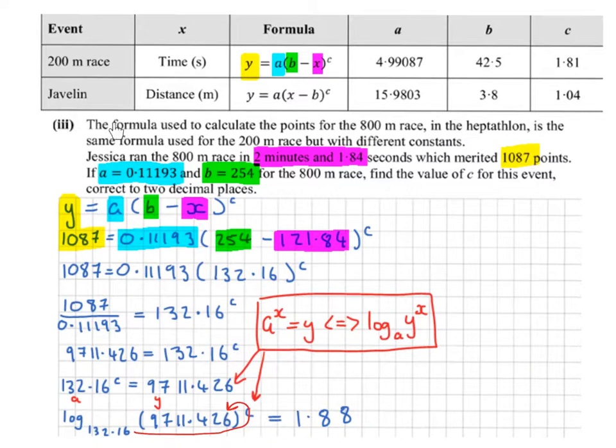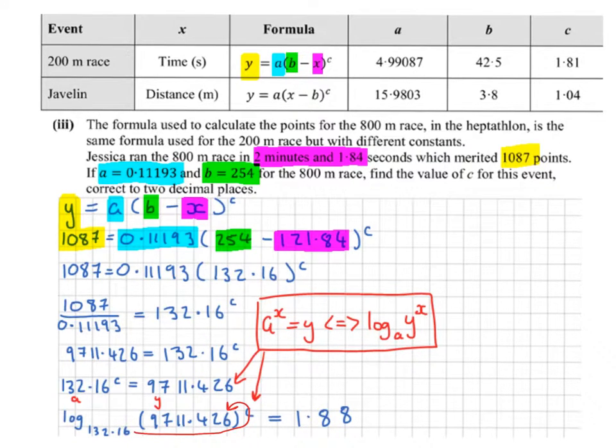Part 3. The formula used to calculate the points for the 800-metre race in the heptathlon is the same formula used for the 200-metre race, but with different constants. Jessica ran the 800-metre race in 2 minutes and 1.84 seconds, which merited 1,087 points. If A is equal to 0.11193 and B is equal to 254 for the 800-metre race, find the value of C for this event, corrected to 2 decimal places.